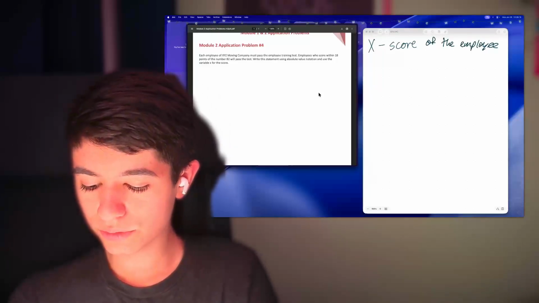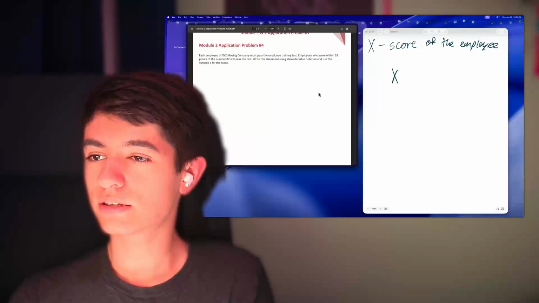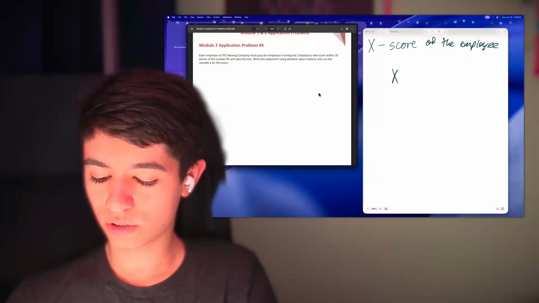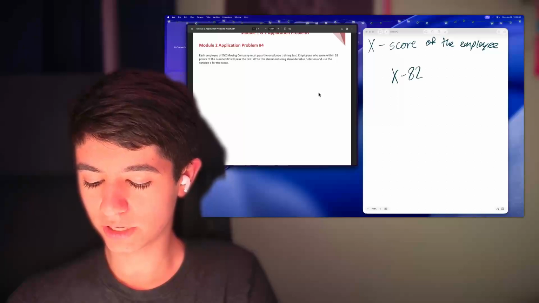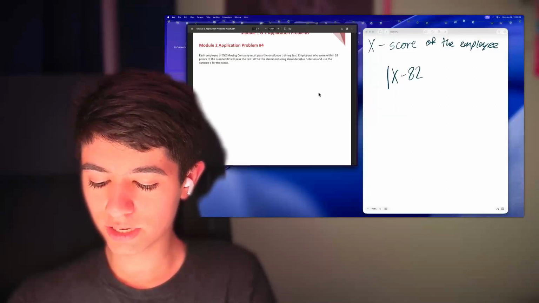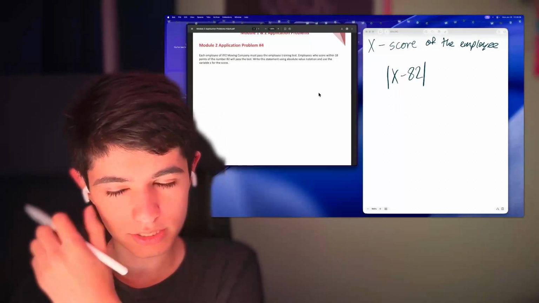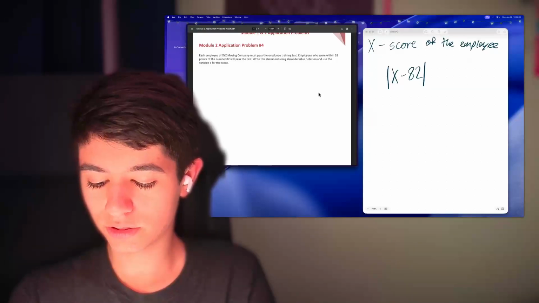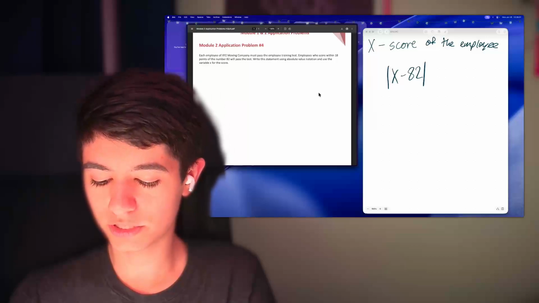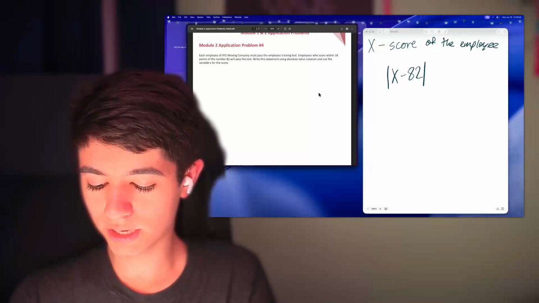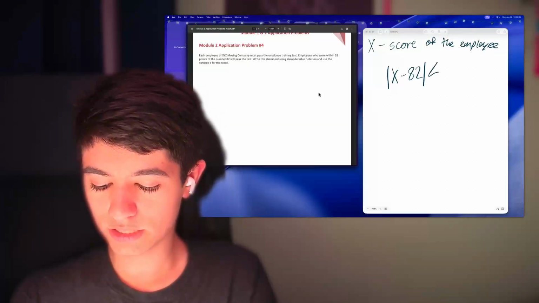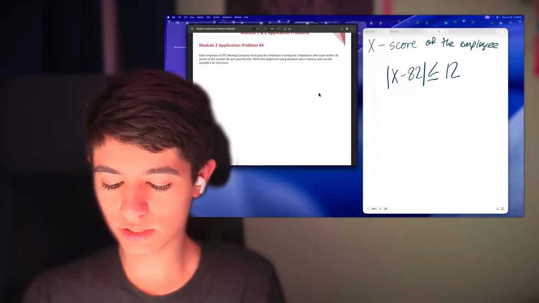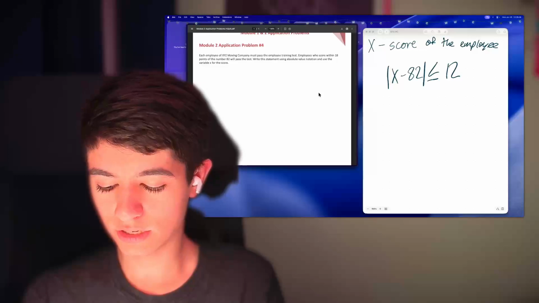Now, we start out with X, and it needs to be within 12 of the score of 82. So let's subtract 82 from X, like so. Then we take the absolute value of all of that because X could be more than 82 or it could be less than 82. And we're just checking whether it's within 12 points of that. So the distance between X and 82 needs to be less than or equal to 12. And this perfectly models the scenario.